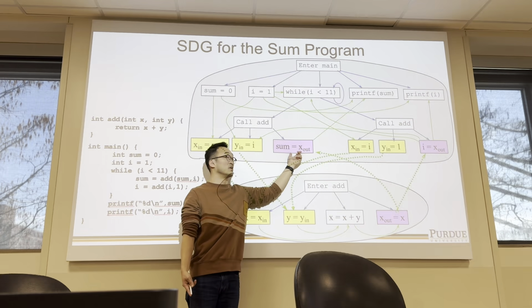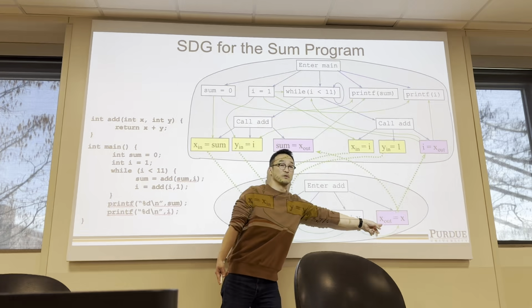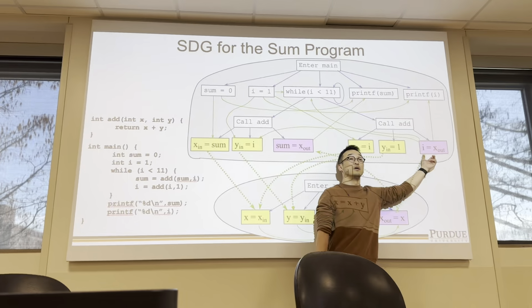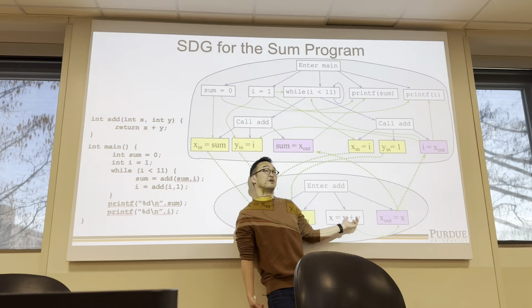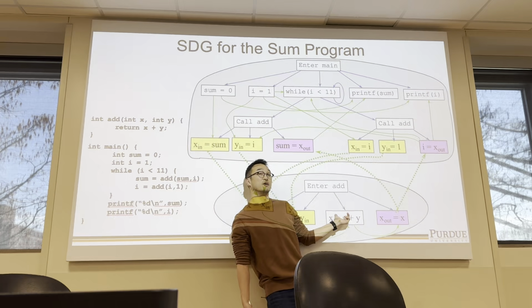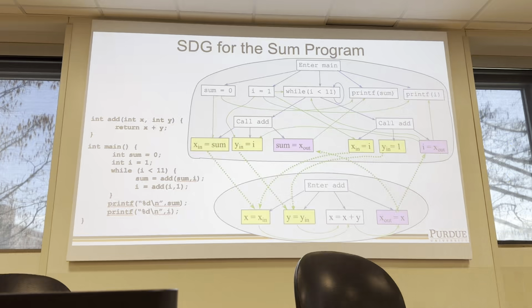For sum equals add something, this out, which is the return value of the function, is going to be assigned right here. In the same way, for i equals whatever the add function returns, the output you eventually get for i is the returned value of the function, in this case add. We just assign the special nodes for this parameter and return value communication. And once you assign such nodes in these two different program dependence graphs, you just map them.